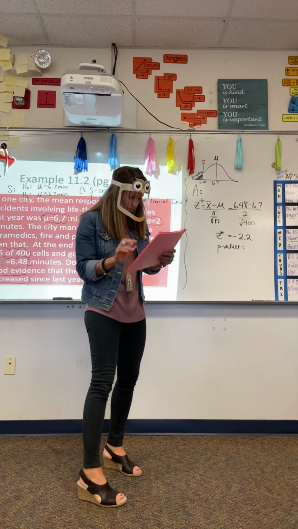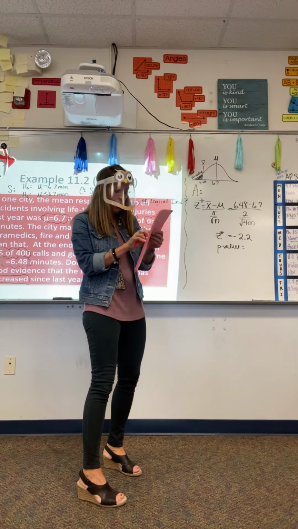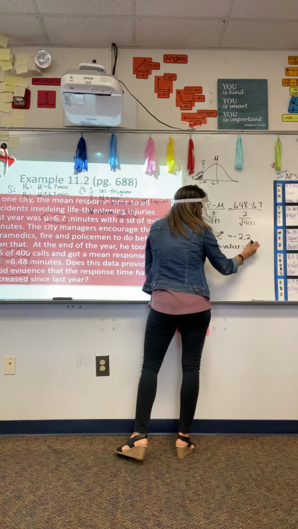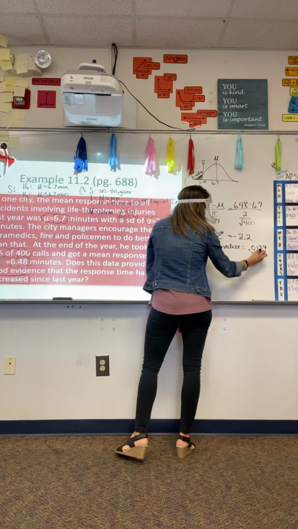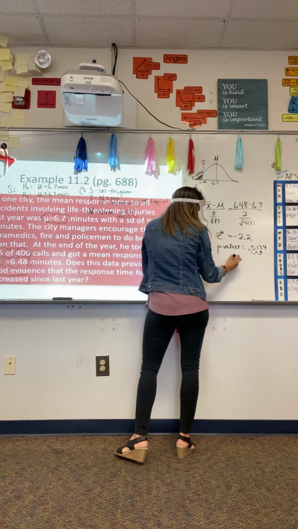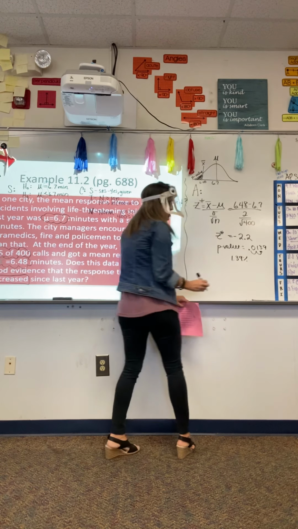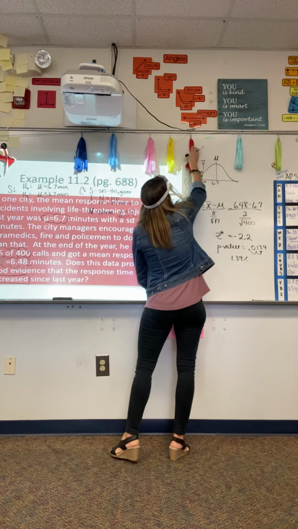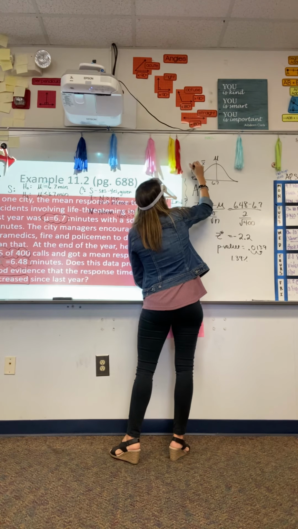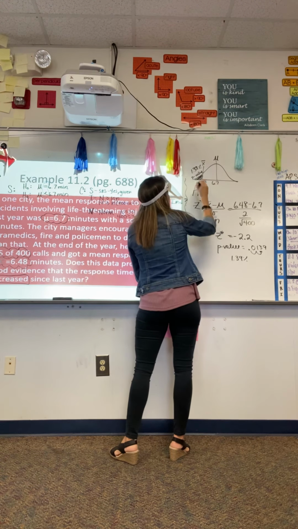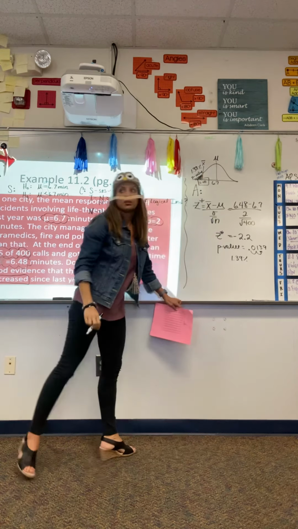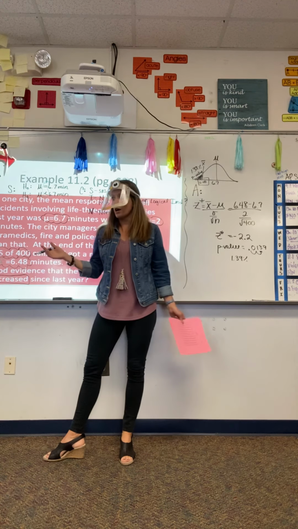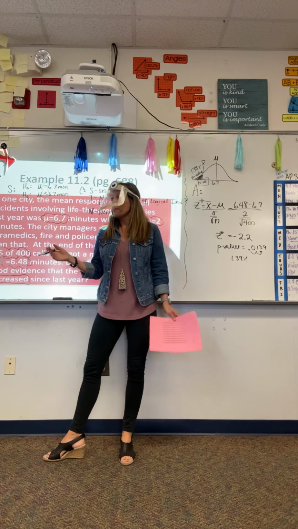All right, negative 2.20, 0.0139. So I get 0.0139. Move your decimal place 2 times: 1.39%. So 1.39% of the time, I would get an X bar of 6.48 or lower. Does that seem unusual? Yeah.